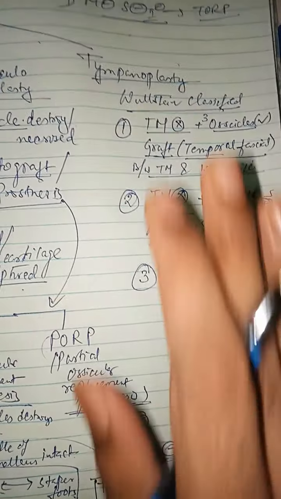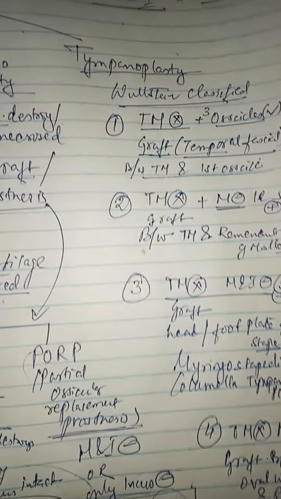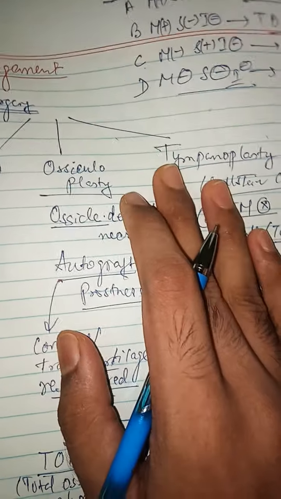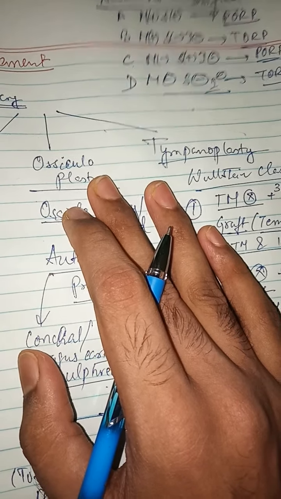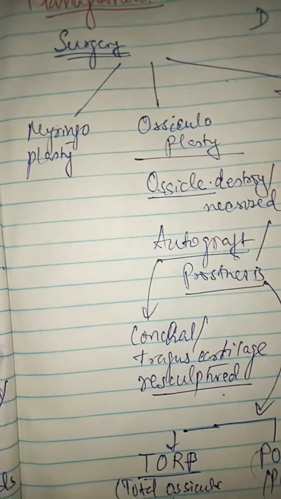So this is all about tympanoplasty, the types of tympanoplasty. So this is one of the treatments. Ossiculoplasty is one of the treatments for the correction of chronic otitis media. Now in the next lecture I will talk about myringoplasty.